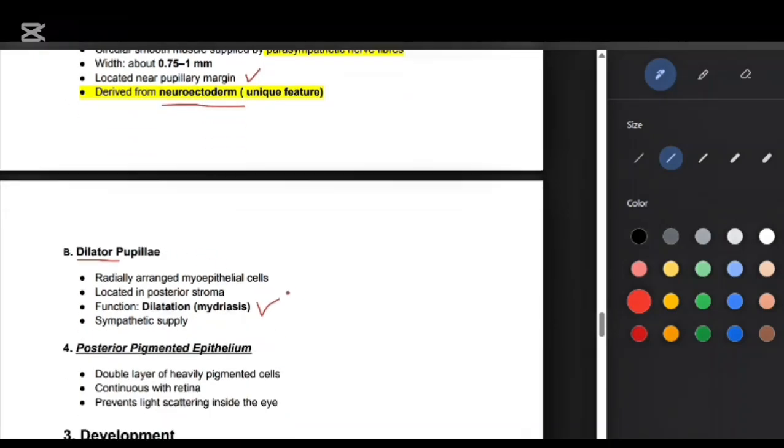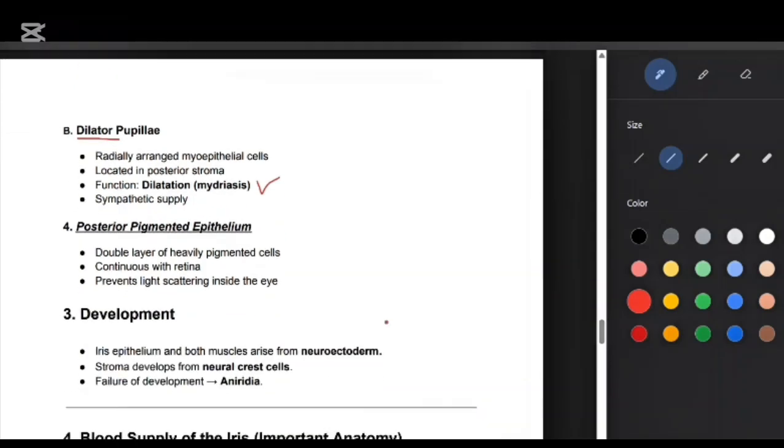Talking about the dilator pupillae, it is a radially arranged myoepithelial cell layer that is located in the posterior stroma, and its function is, as you can see in the name as well, that it is responsible for dilation or mydriasis, and it is supplied by the sympathetic nerve fibers.